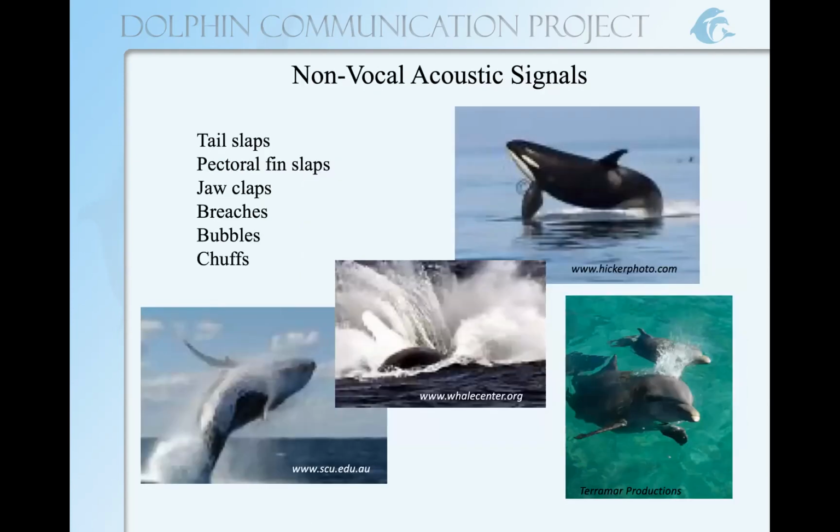And indeed, other non-vocal acoustic signals include tail slaps, pectoral fin slaps, those jaw claps I showed you, possibly breaches, the bubbles, and maybe some chuffs, which is an extended harsh exhalation between individuals at the surface. And the non-vocal in this sense is that these are any sounds that are produced using organs that are not part of where dolphins produce their sounds, which is behind and below the melon.